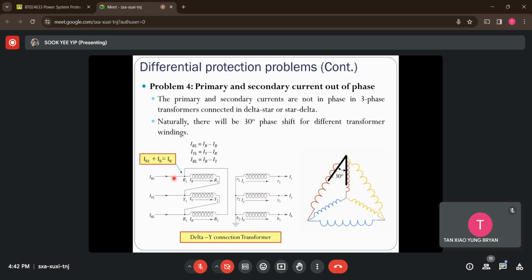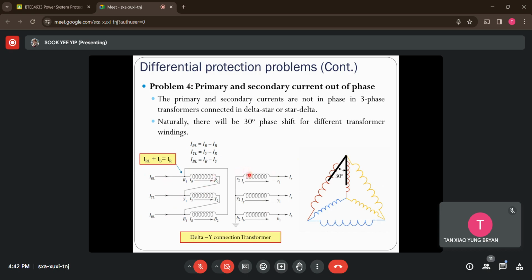So if I want to find the line current for each phase, R, Y, B phase, I will need to apply KCL at this node, right? So the entering current, I have I_RL plus one more here, I have I_B, equivalent to the leaving current, which is I_R. I will need to rearrange in terms of line current. So I_RL equals I_R minus I_B. That's how I can get the line current at the primary side.